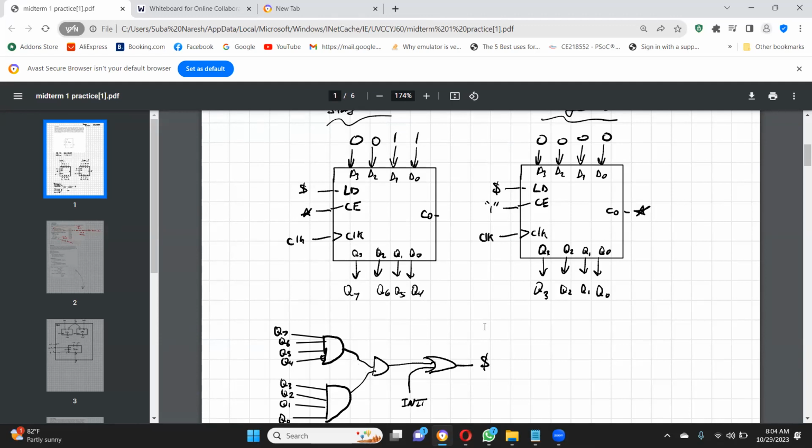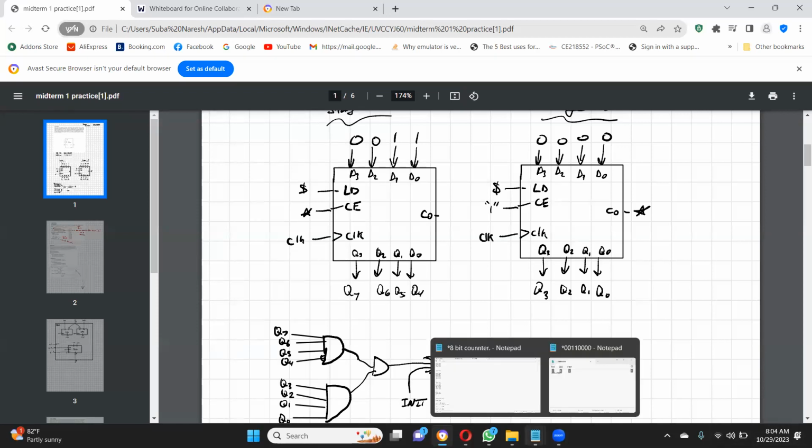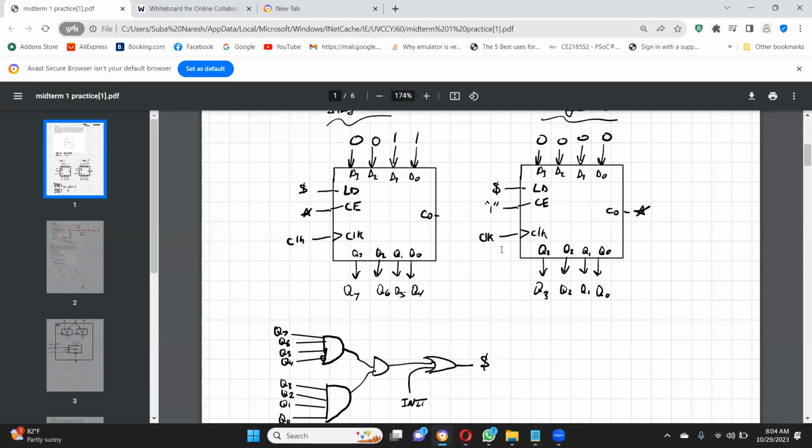C equal to 1. Everything should be on. Only then it will be loaded. If clock signal is 0 or if C equal to 0, it will not be loaded even if LD equal to 1. Not only LD, clock signal should be taken into account and also C.